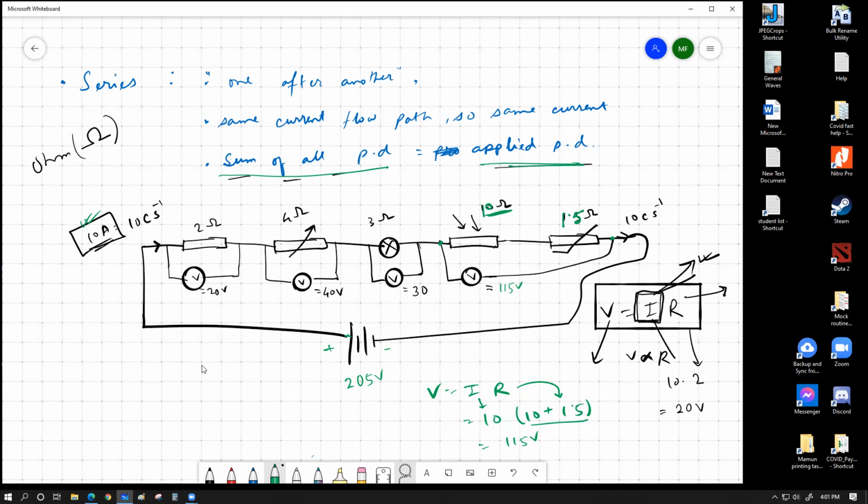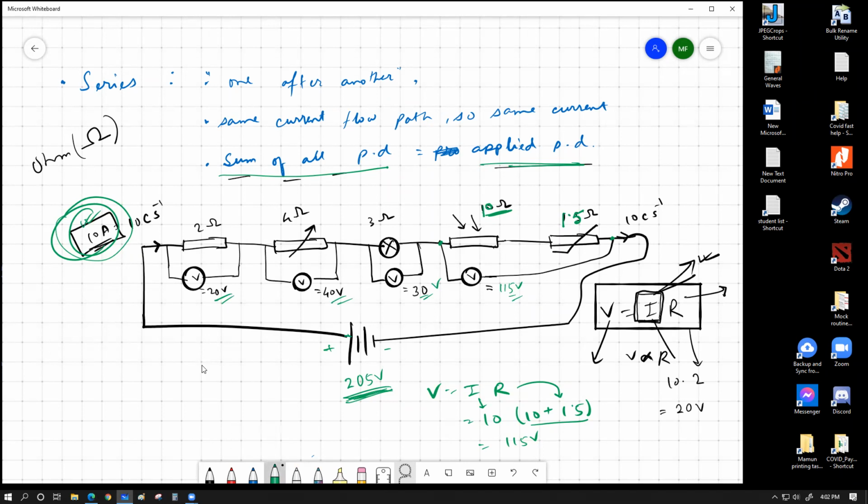The reason I'm writing this voltage value last is that I defined the current value first. I had already said the current is 10 ampere. That's why I had to calculate the individual voltage drops for all of these points, and then when I added them all together, I could calculate the total voltage across these 2 points. This is the basic point.